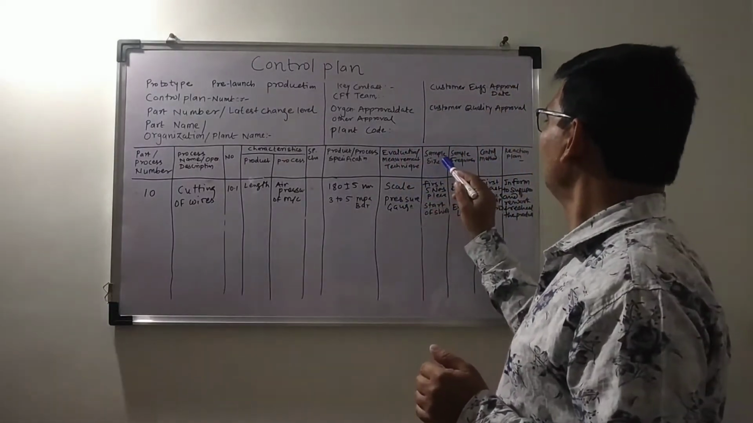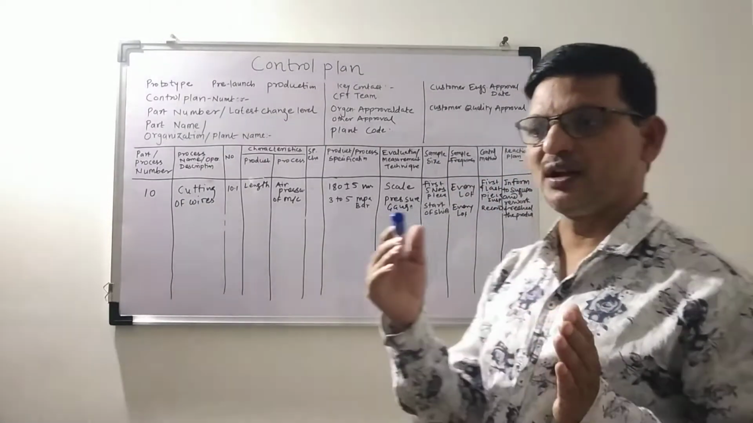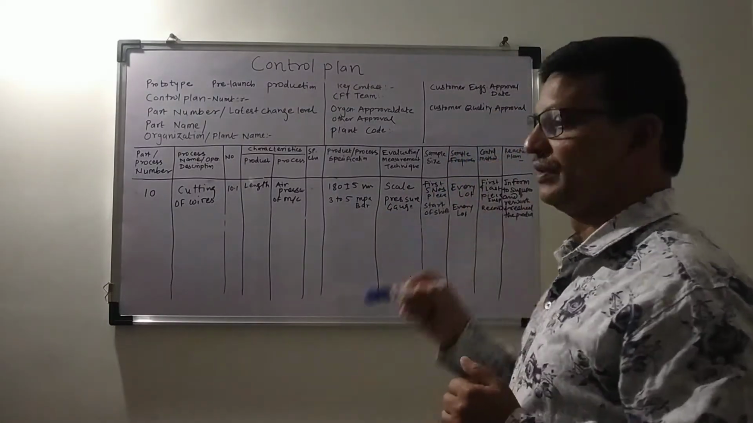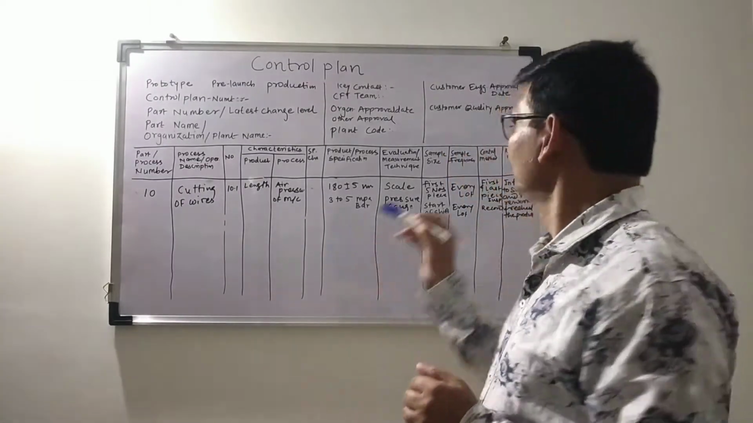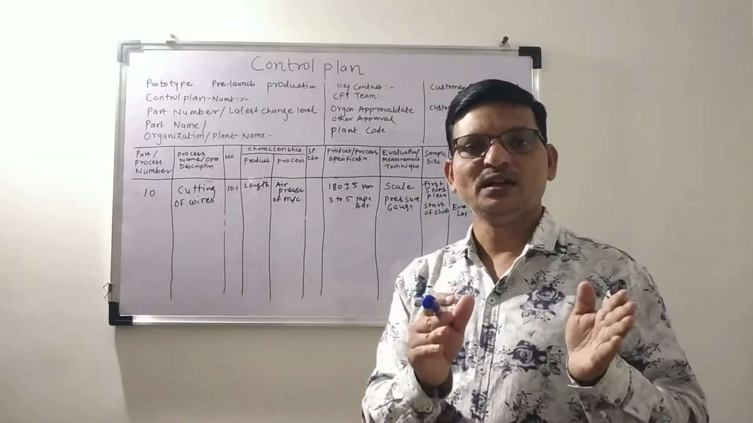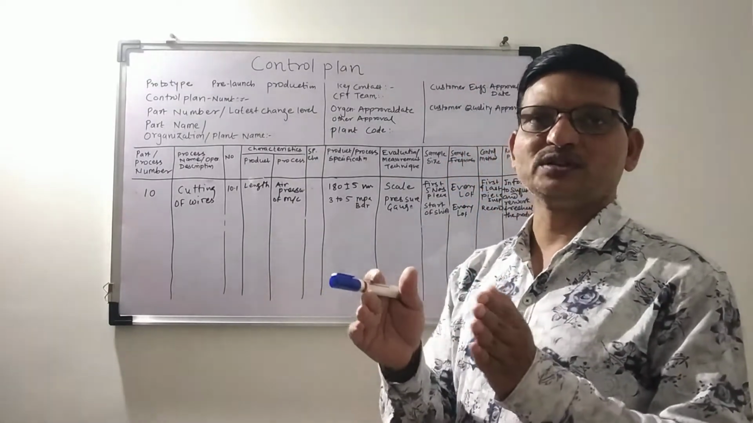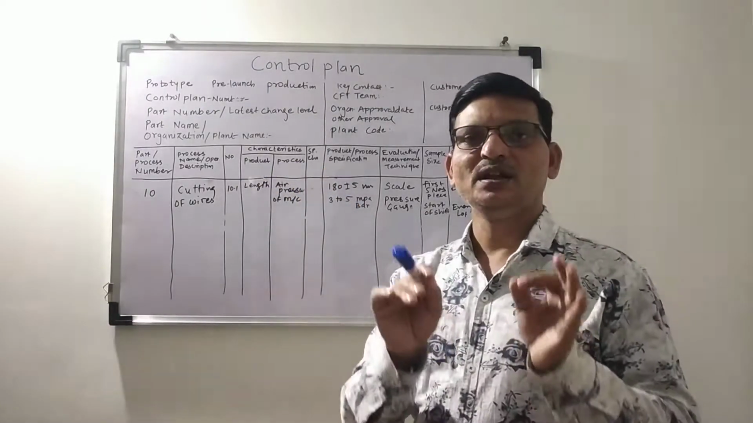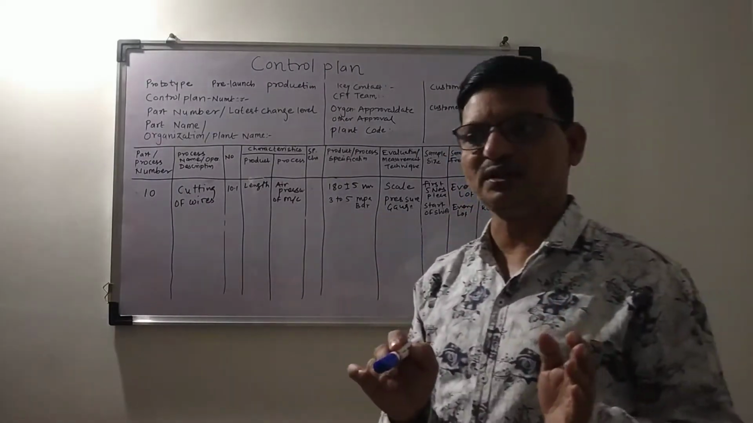After that, next, sample size. So choose a perfect sample size as per our sampling plan. Next, sample frequency. So choose the sample frequency. Next, control method. In control method, we mention the controls that will be used for the product and process characteristic as required per specification. So control method is very important.